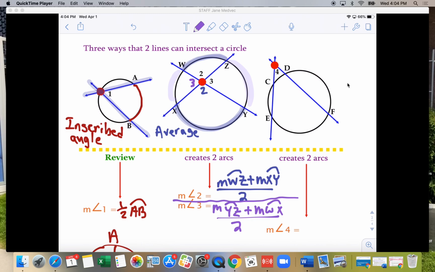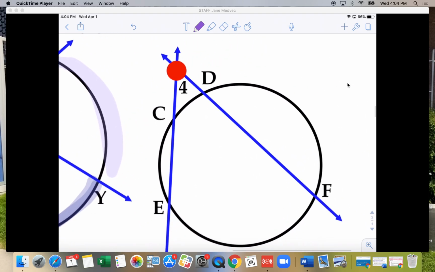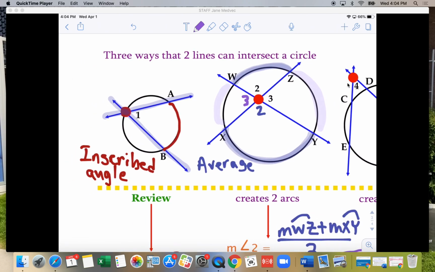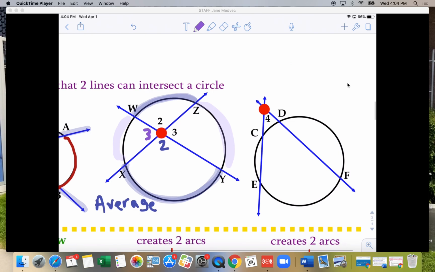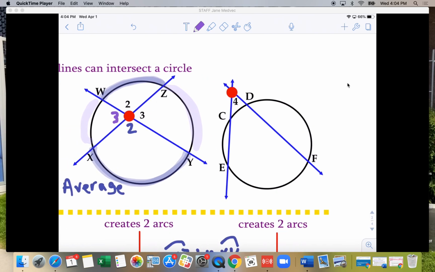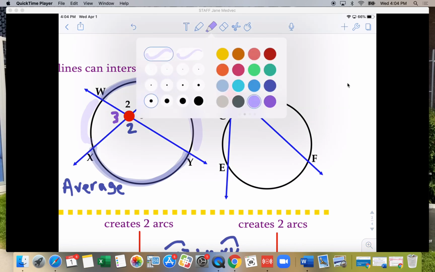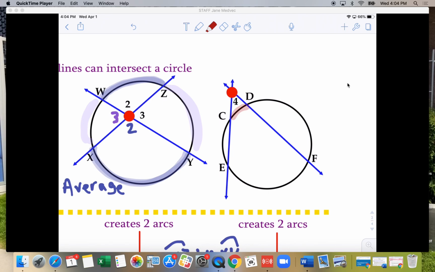And then finally, I've got the intersection of 2. Notice that the first one is on the circle. Notice that the second one is in the circle. And notice the next one, it's outside the circle. And so you're going to see 2 arcs are created. One of the arcs created is right here, inside the circle. You're going to notice it's smaller. And then there's the outside of the circle.